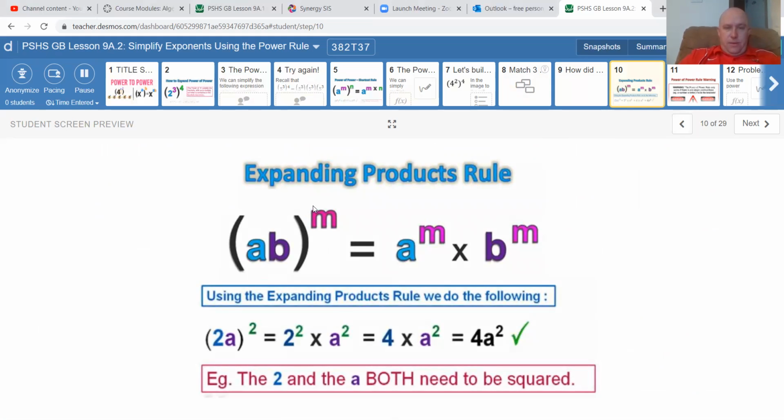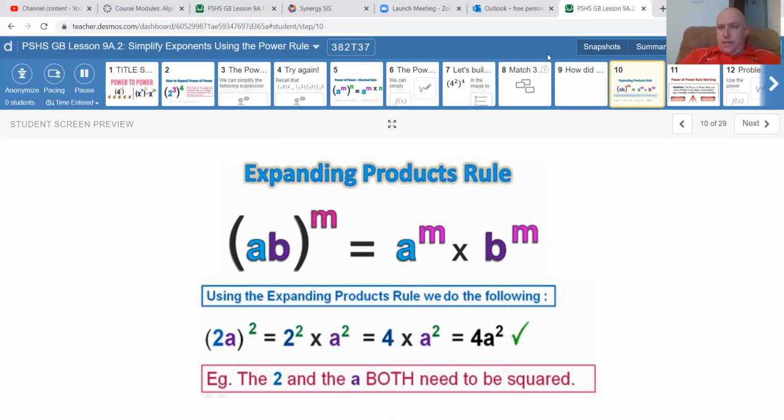Now, if we have two parts inside the parentheses like this, then basically we have to apply the power to each of these terms. We'd have to do a to the power of m and b to the power of m. So for 2a all squared, which is how we say this, I would square the 2 and I would also square the a. So 2 squared is 4 and a squared is obviously just a squared, so 4a squared.